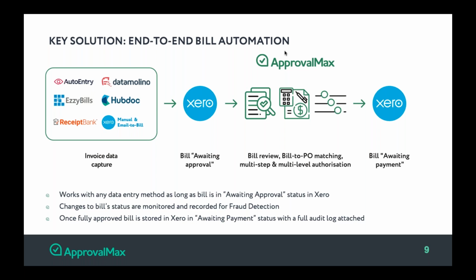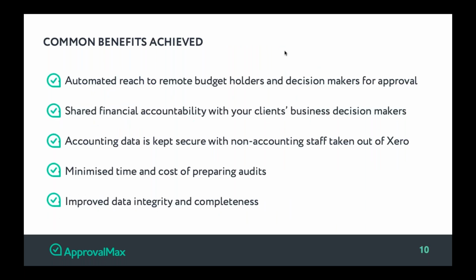So we need the bill to be sitting in Xero in the waiting approval status. And as long as that's the case, ApprovalMax automatically pulls any bill that is in the waiting approval status and routes it through the multi-step approval workflow that has been predefined for this type of bill. So that's pretty much in a nutshell what we do.